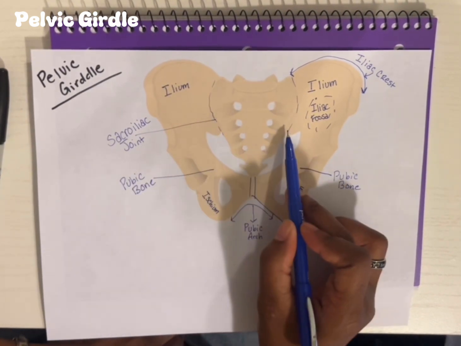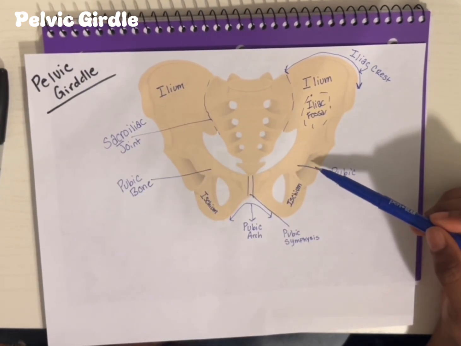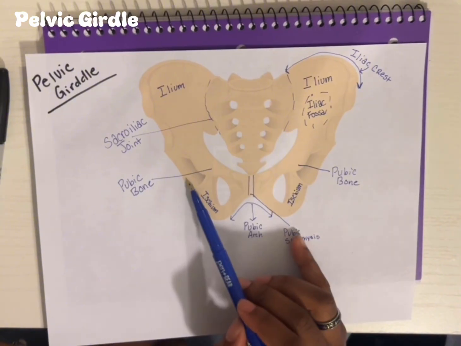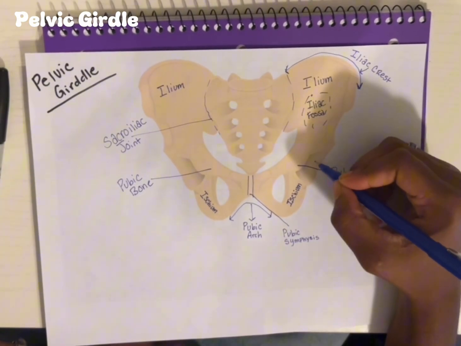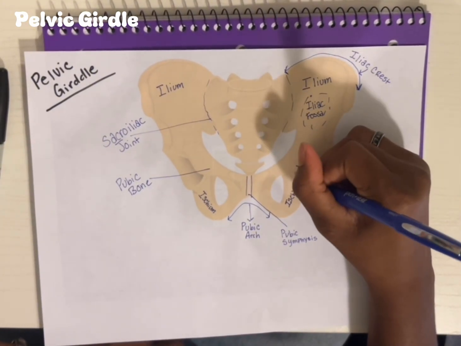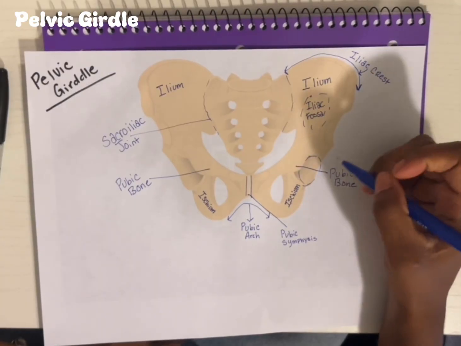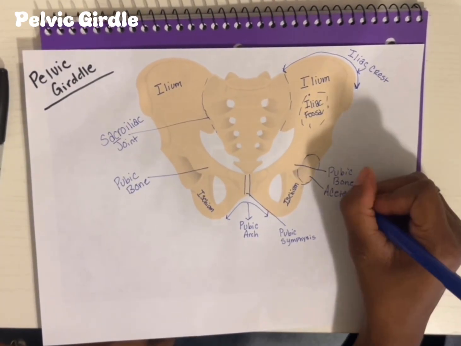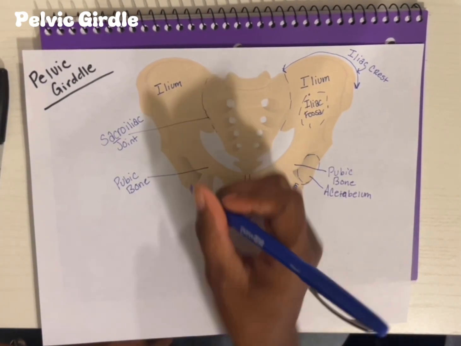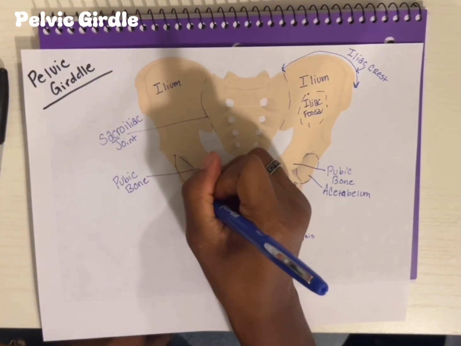Those are your sacroiliac joints. If we look on these lateral sides, we can see these holes, and there's two of them. These holes right here are not foramens because they're not actual holes; they are the acetabulum. And there's another one over on this side.